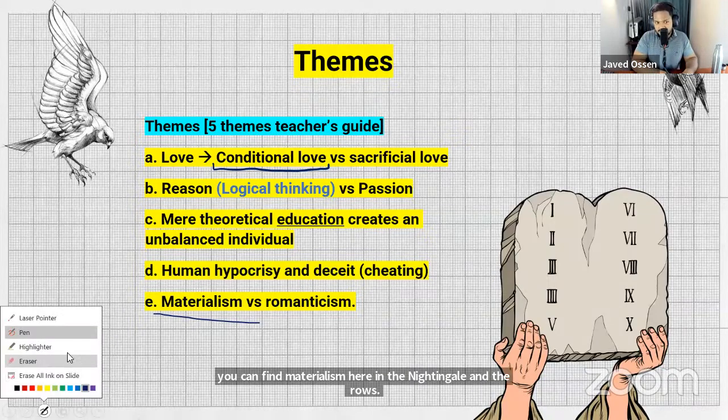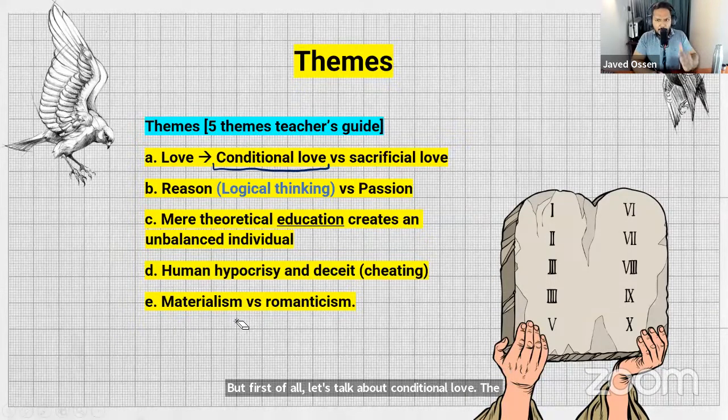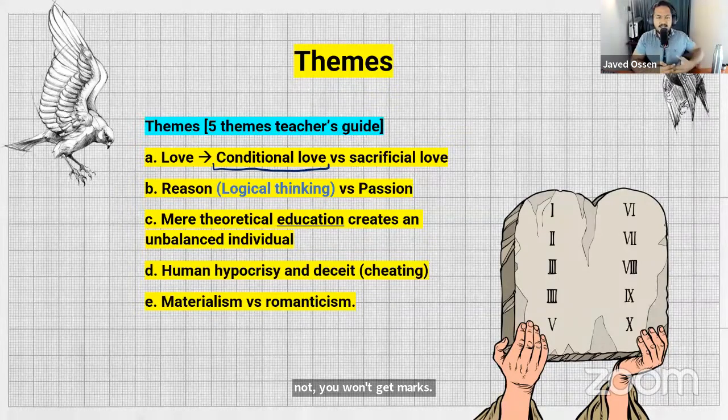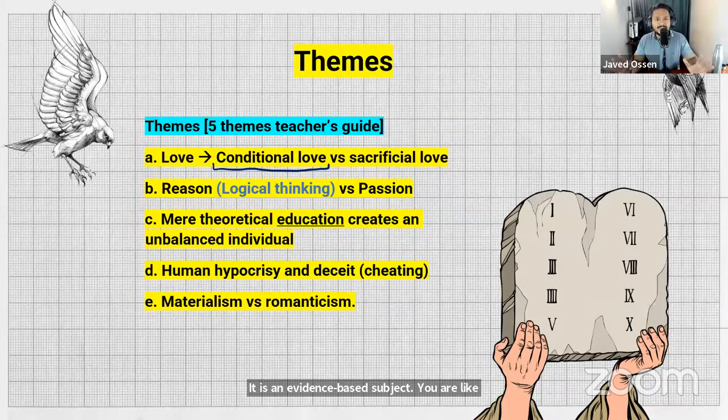The professor's daughter. Now, again, when you learn literature, you're like a lawyer, okay? Whatever you say, you have to be able to prove it. If not, you won't get marks. You are not like an artist, because many teachers think that literature is an artistic subject. No, literature is more like a philosophical, evidence-based subject. You are like a lawyer when you learn literature. So as I was saying, whatever you are going to talk about in the exam, you must be able to prove it.